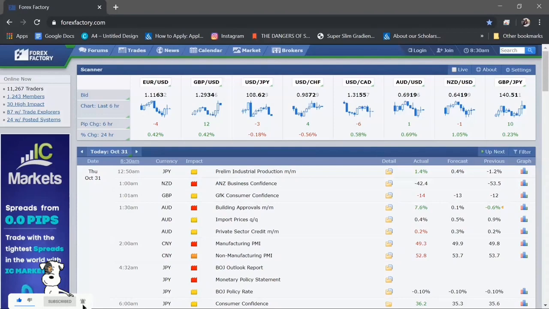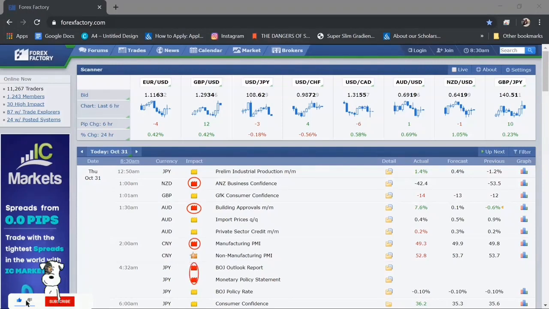You come to this impact section. If you hover your mouse over this one, it will show you low impact. The one with yellow is low impact. The one with red is high impact. So the one you should pay attention to is the one with red. These are the ones you should be very scared of, because they move the market very, very fast. It is at this news that you see the market moving super fast.